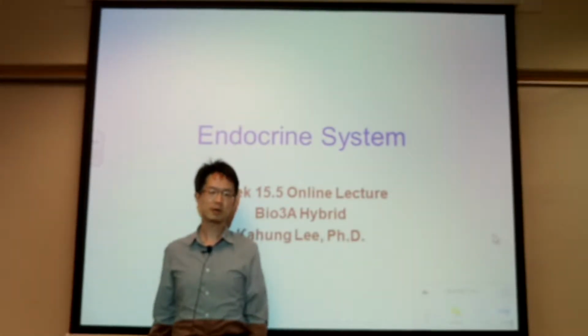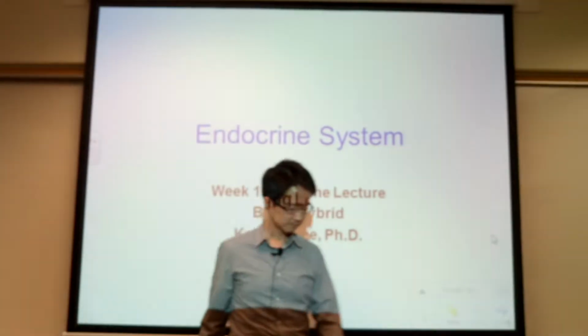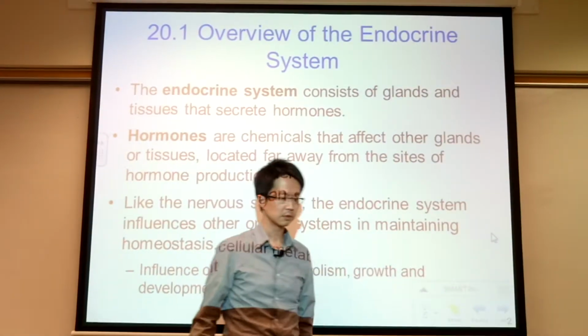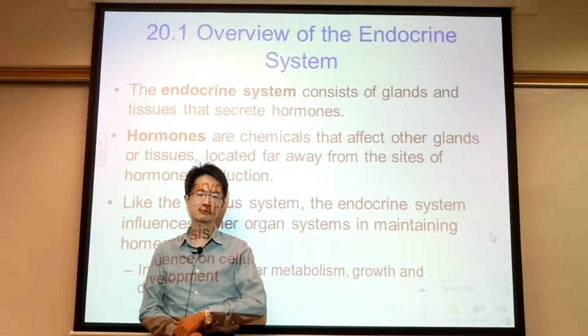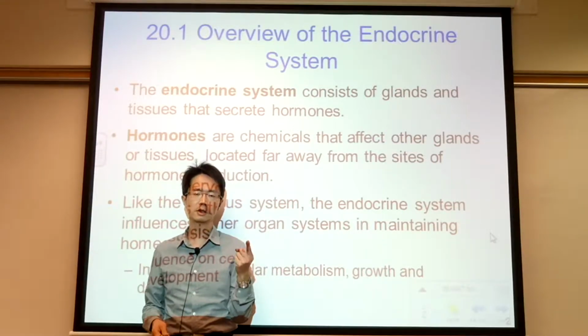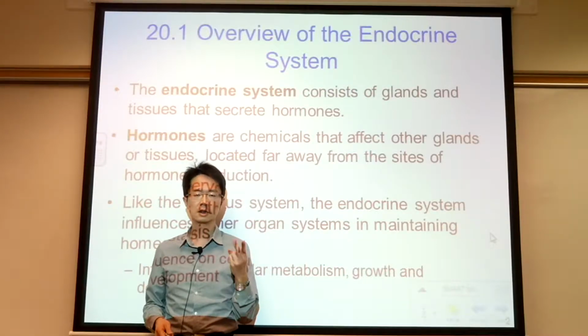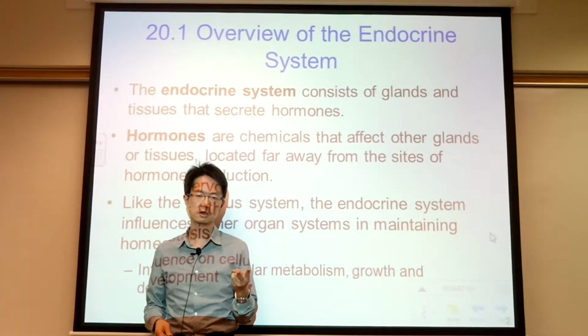This week we will talk about the endocrine system. So the study of the endocrine system consists of mainly two things. One is the endocrine gland, the other one is the hormones that they secrete.